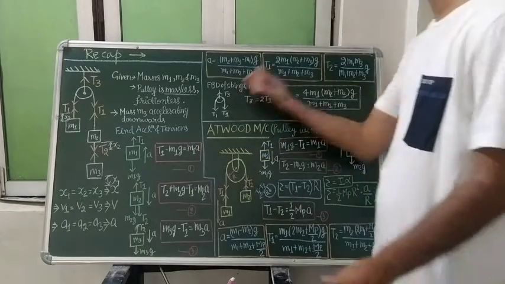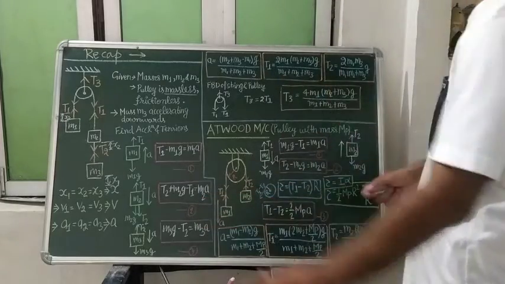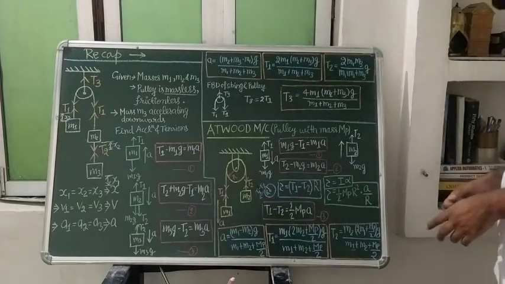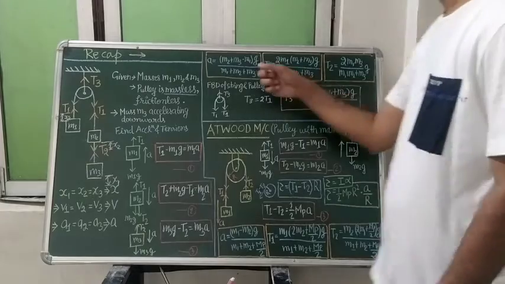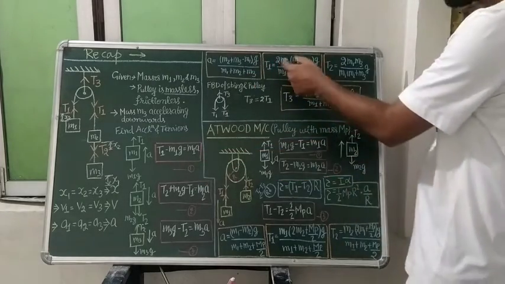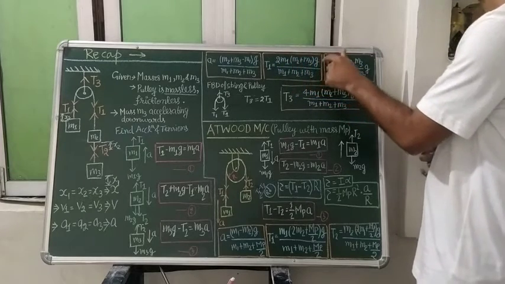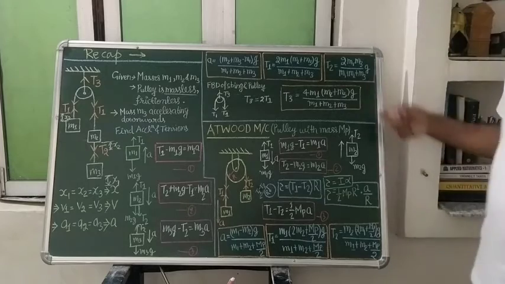On the right hand side, we will take A as common. So m1 plus m2 plus m3 will go to the other side, and we will get the expression of acceleration. And when we put the value of A in that equation, first T1 we will get equals twice of m1 times m2 plus m3 times g divided by m1 plus m2 plus m3.